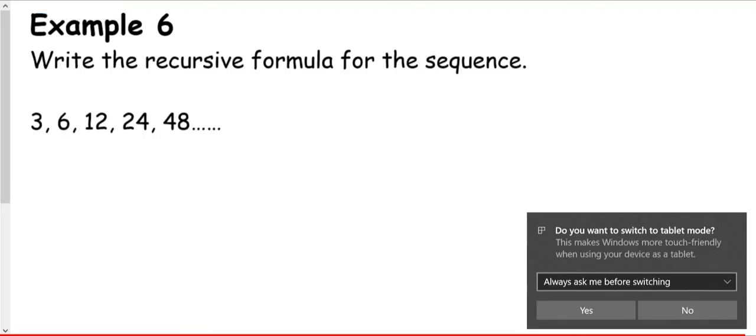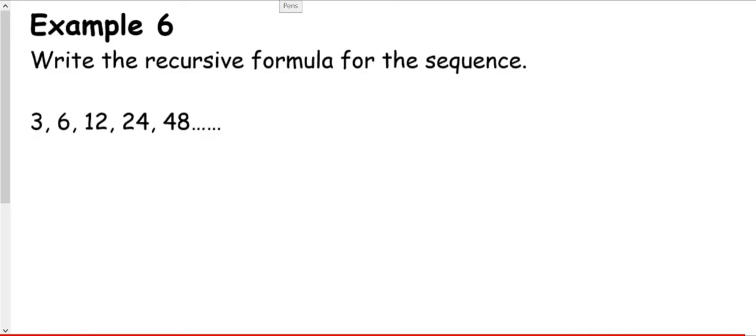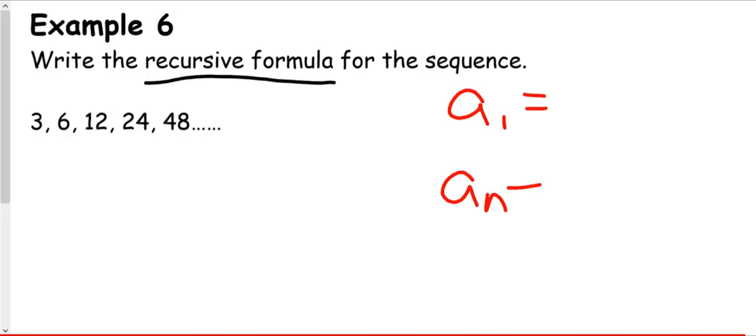In this example, we are asked to again write the recursive formula, okay? So we've got to start by finding our A1 and then write the rule for AN, okay? So first of all, what is A1? So A1 is our first term, so we're looking at 3. So I'm going to write 3. Then we've got to figure out what is the difference between each of these terms.